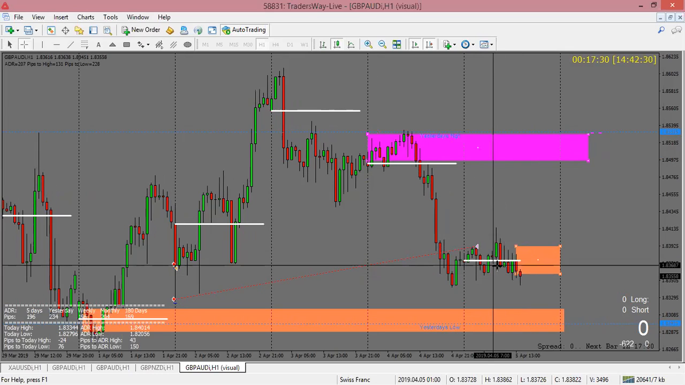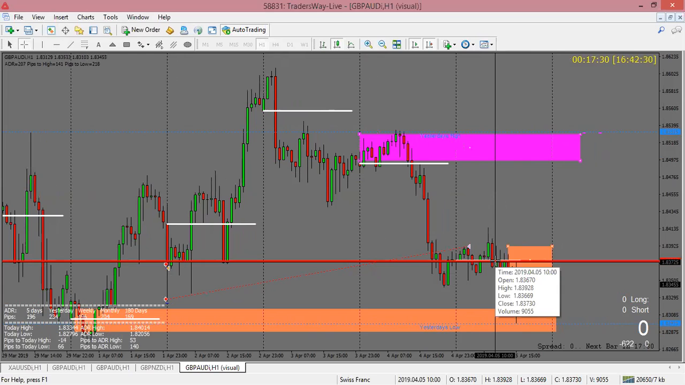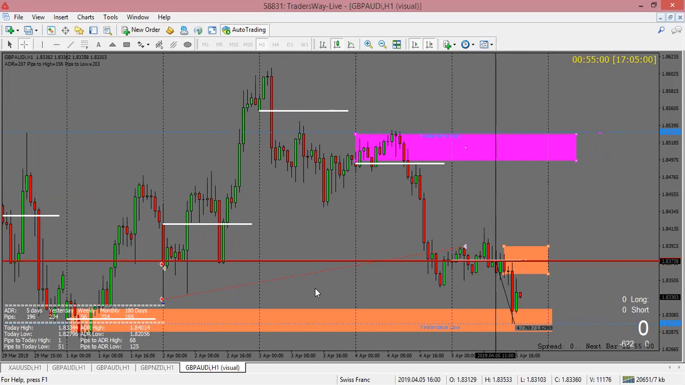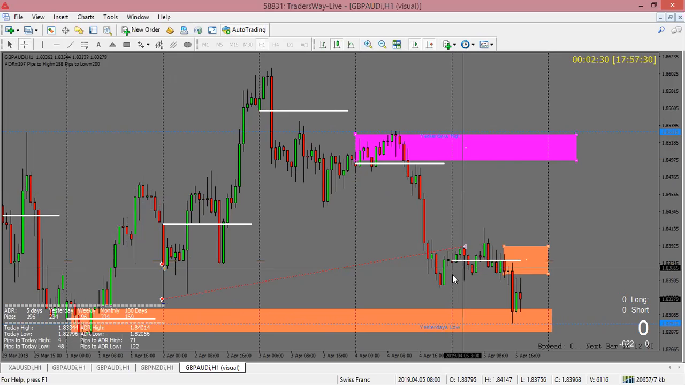Let me actually do that, because I just said look where you could have got your entry at. So boom, take profit. Y'all just seen that, right? Boom, easy 76 pips. Now I'm looking for that seller's exhaustion.